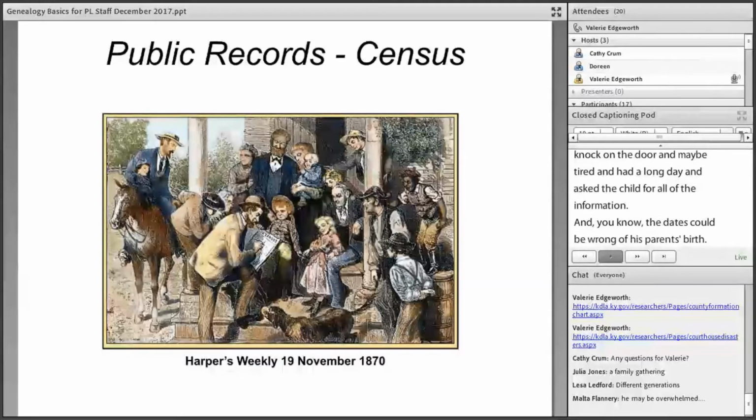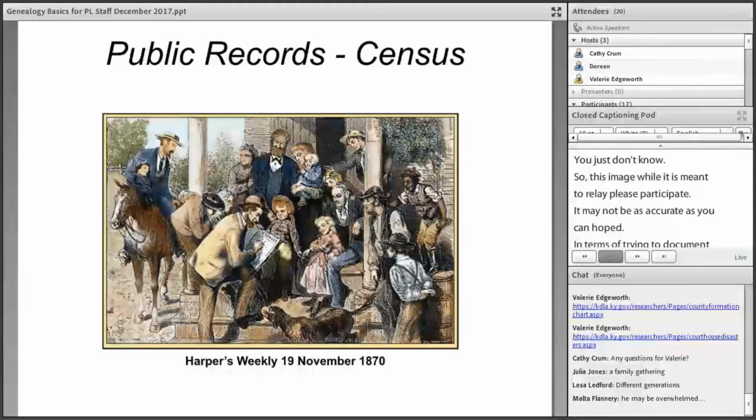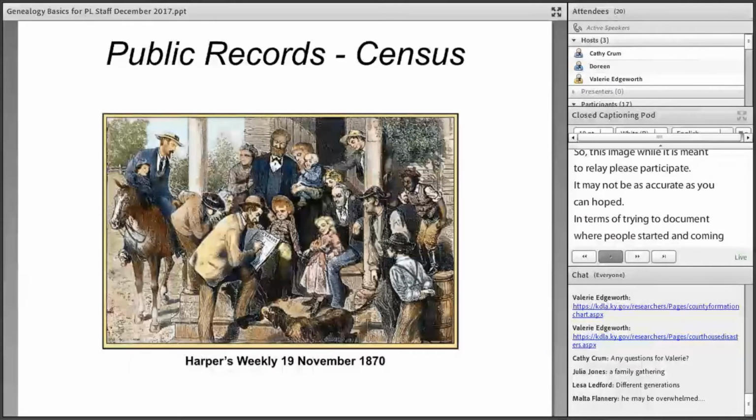So this image is meant to relay, please participate. It is an exciting thing to be a part of the census, and I agree. I enjoy filling out my census information when the time comes around. It may not always be as accurate as you had hoped. But again, as far as migration patterns, especially in early Kentucky records, and trying to document where people have started and where they're coming from, where they're going, they are extremely important.